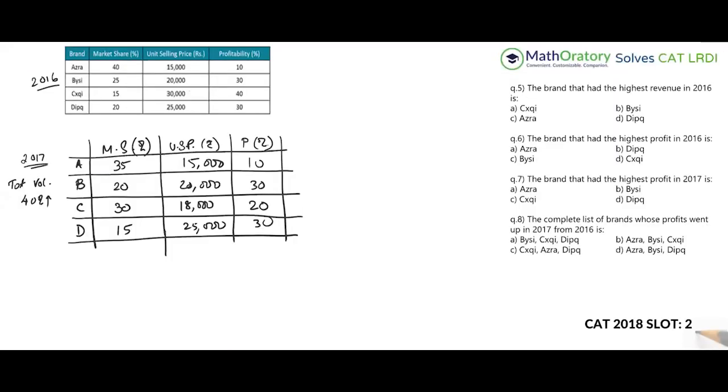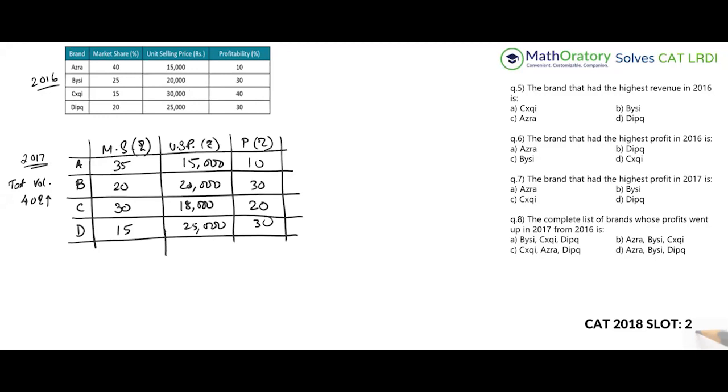Okay. So the first, question number 5: the brand that had the highest revenue in 2016. This is the reason I kept the table, because when you're solving, you will have this on your computer screen any which way. So in question number 5, we're looking for the highest revenue in 2016. So we don't care about the actual revenue, right? This is what I was talking about. We just have to compare.